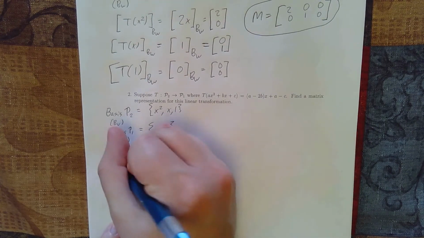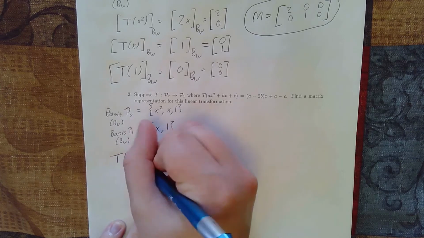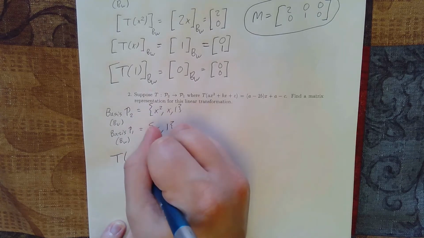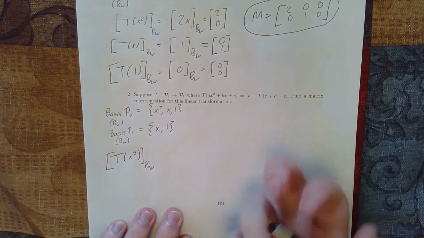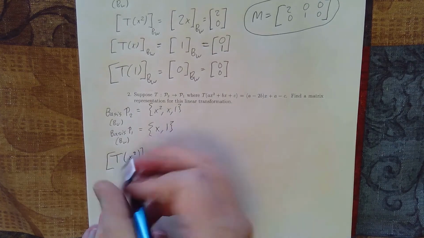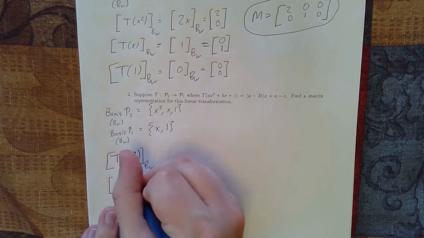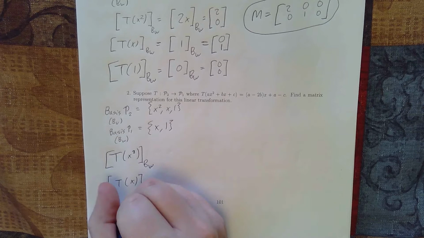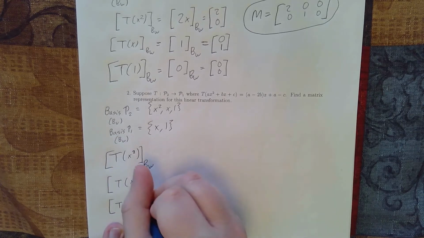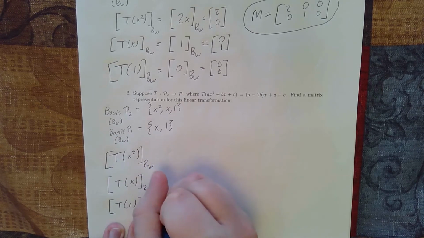Now we need to transform each of these vectors from our domain basis and write them eventually as coordinate vectors with respect to our basis for our codomain. So I'm just going to do a little bit of prep writing setup over here. Space out my room on the page.